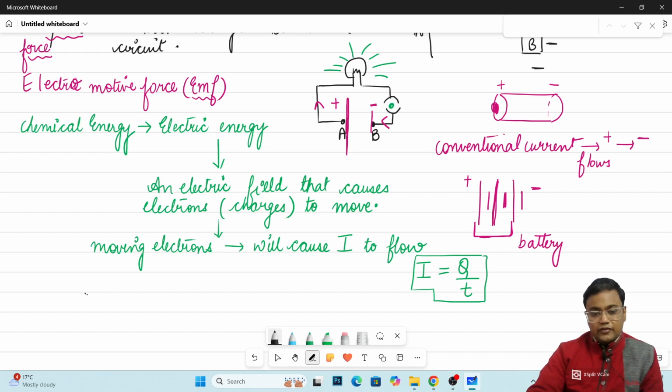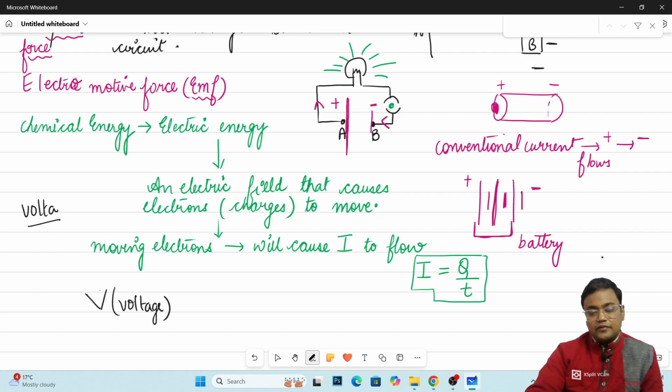for potential difference. Potential difference is denoted by the symbol V, that is voltage. Voltage is actually the potential difference, right? And the word voltage comes from the famous Italian physicist, Alessandro Volta. He did a lot of work on electric current, electric circuits, electricity basically.